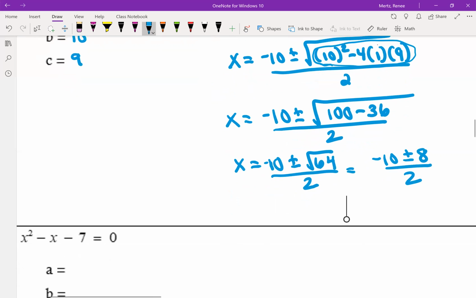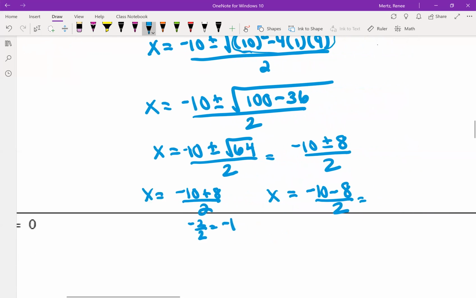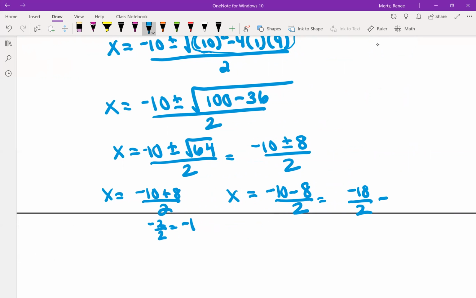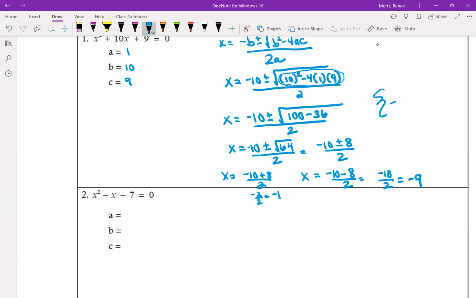Because of the plus or minus, it means we have two answers, so I've got to break it into two parts. X equals -10 plus 8 over 2. X equals -10 minus 8 over 2. -10 plus 8 is -2. So I get -2 over 2, which is -1, and -18 over 2, which is -9. So our two answers for this are -1 and -9. Because I got two nice numbers that work, it means it was factorable.